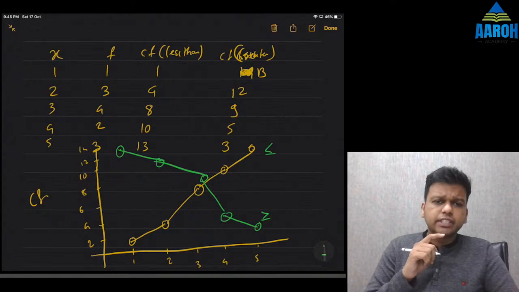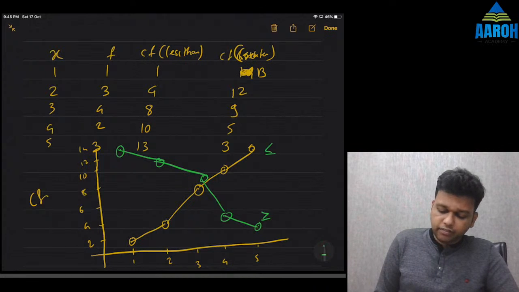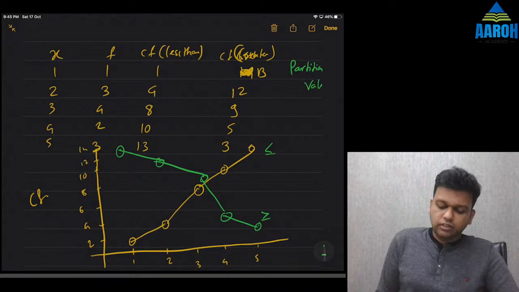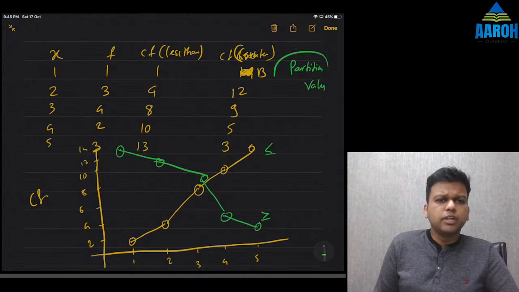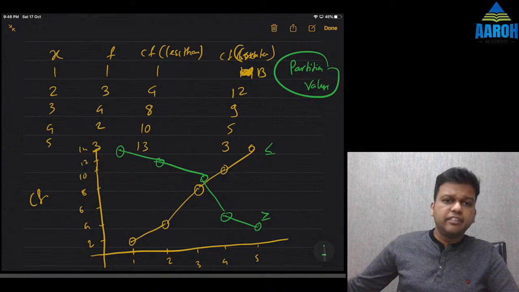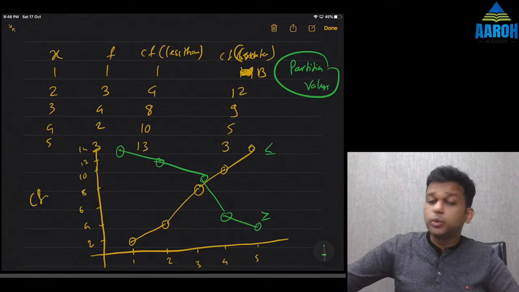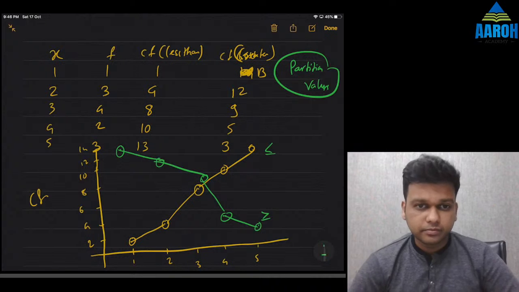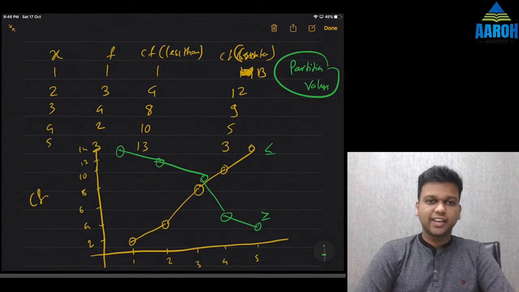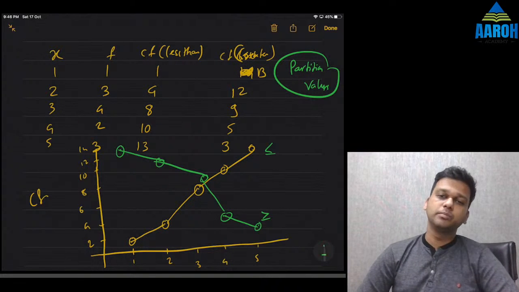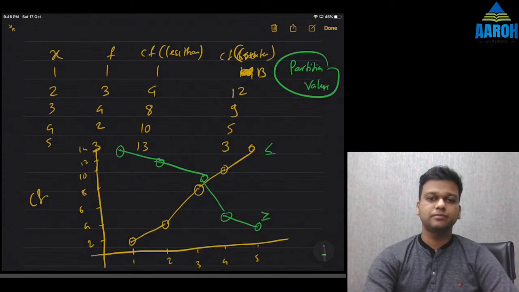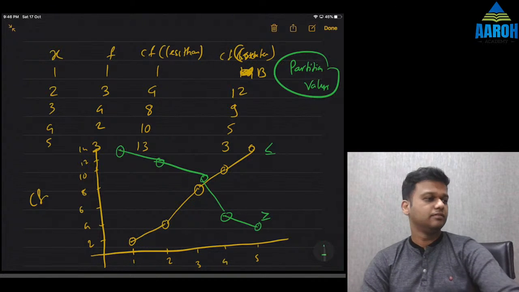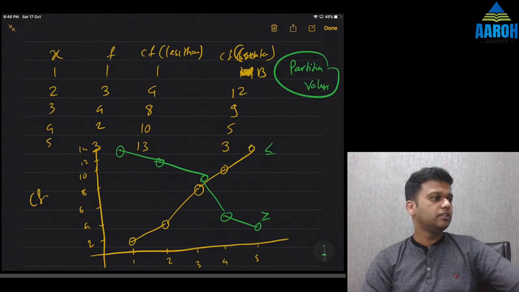These cumulative frequency curves are used in finding partition values. We'll see that later in the next chapter. But till then, just remember that these are cumulative frequency curves, that's it. Anyway, we don't have to draw them in the exam, but they might ask you to analyze. They might give you a curve and ask some questions on that. We cannot say. Okay. Anyone, any doubt up to this point? Let me know. Does anyone have any doubt?